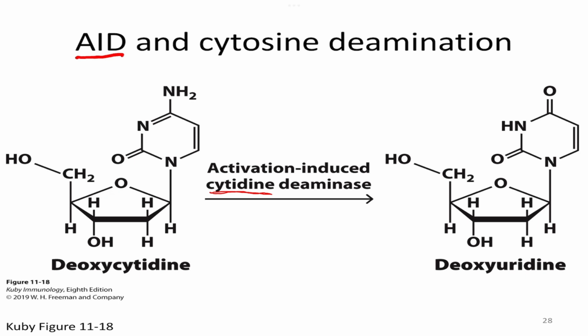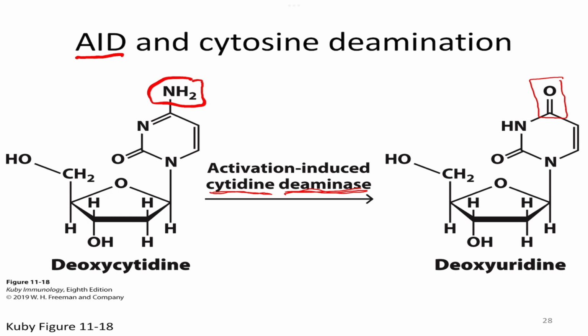And what AID does is it induces a chemical reaction on cytidine to remove this NH2 or amine group and result in it being replaced with this oxygen. And so when we're removing the amine group, we are deaminating the cytidine. So in fact, this is cytidine deaminase, the activation-induced cytidine deaminase. When cytidine is deaminated, as is shown in this chemical reaction, it makes a specific product.